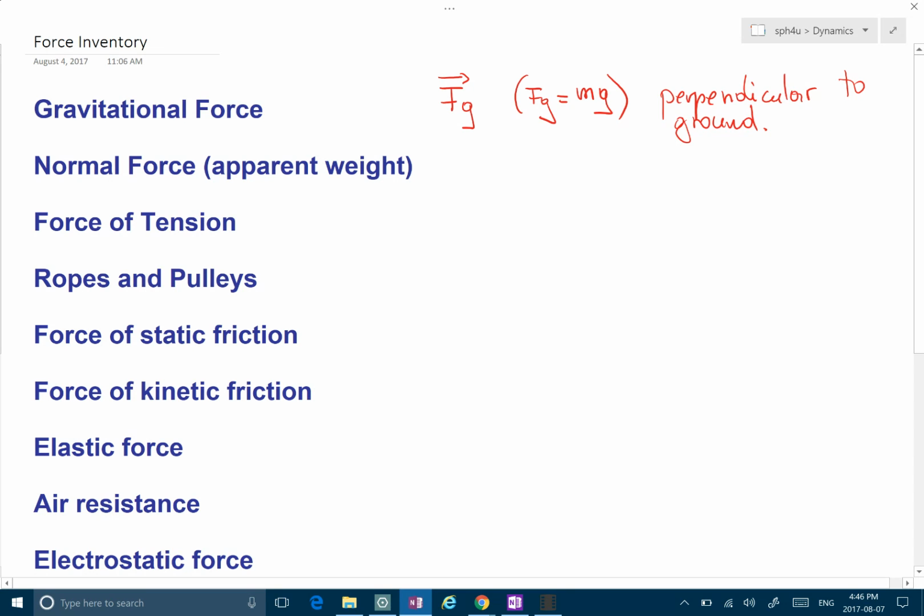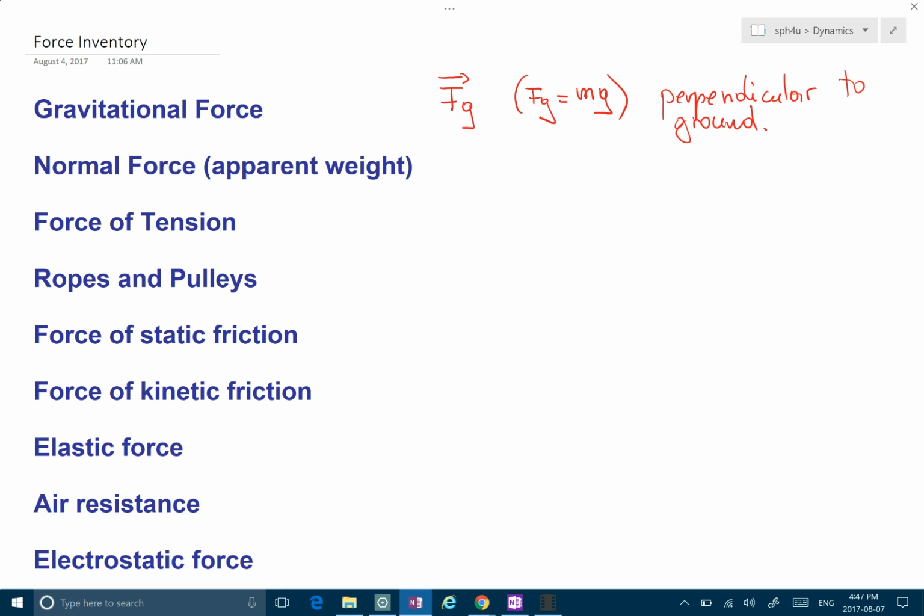All right. So that's what we need to know when we draw a free body diagram when we deal with this force. Later on, in a larger scale, we're going to see that the gravitational force is actually pointing toward the center of an object with mass m.